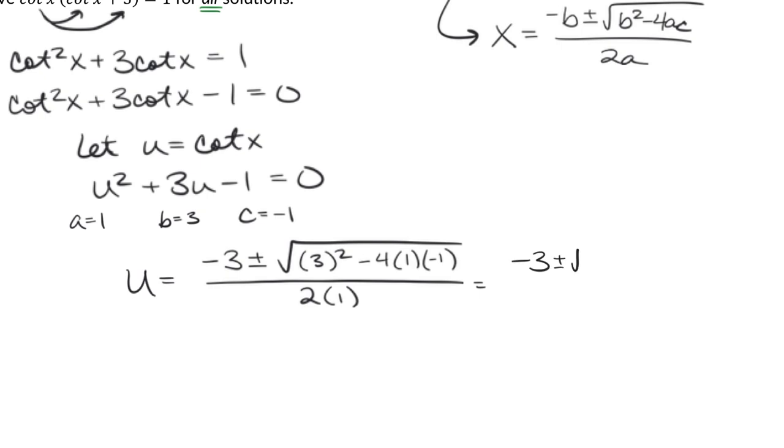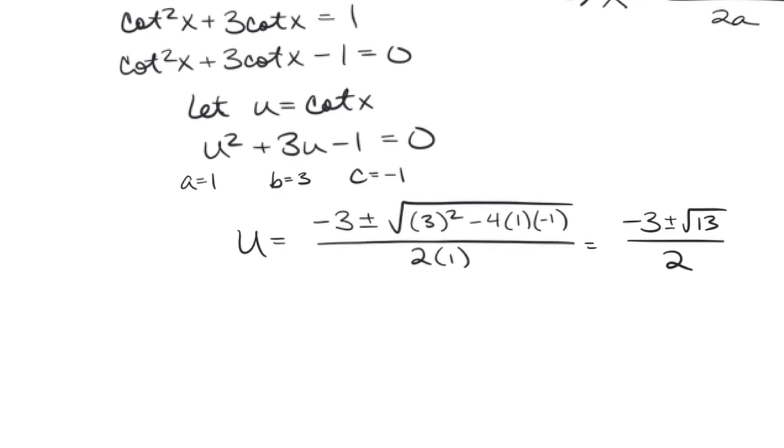Can you take the square root of 13? No. And then 2 times 1 in the bottom, we could just do 2. Cool. So that is 2 numbers, correct? Yeah. We have the positive version, and we have the negative version. Notice we're still in U substitution. We got to undo this, which means now we put back the cotangent. Cotangent of x is going to be equal to negative 3 plus or minus the square root of 13 over 2.